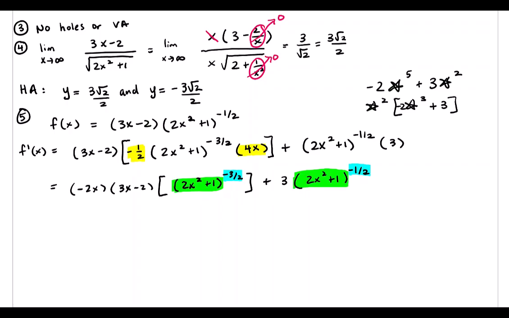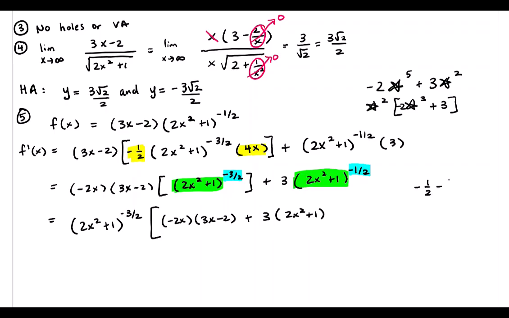So I'm going to apply the same principle here. I'm going to factor out 2x squared plus 1 to the smaller of the two powers, which would be negative 3/2. In the first term, that's going to leave us with just negative 2x times 3x minus 2. And then in the next term, that's going to leave us with 3 times 2x squared plus 1. And the new power would be negative 1/2 minus negative 3/2. That's negative 1/2 plus 3/2, which is 2/2, which is equal to 1. So I'm just going to put a 1 here, and this is what we have so far.